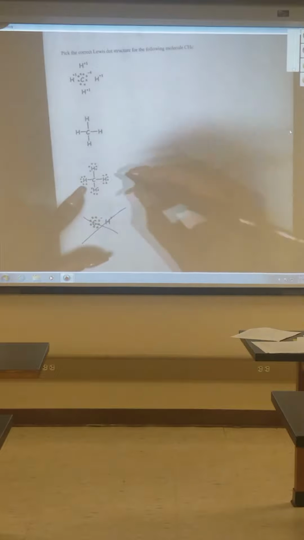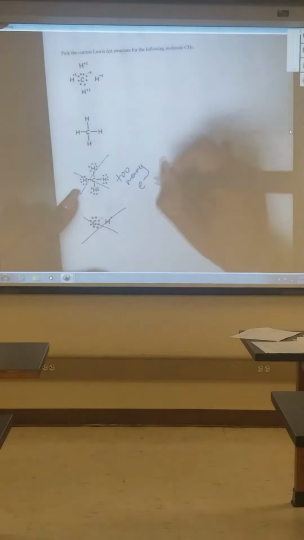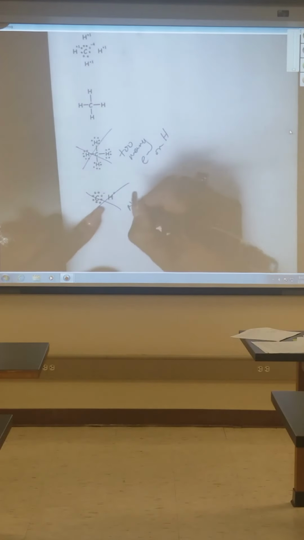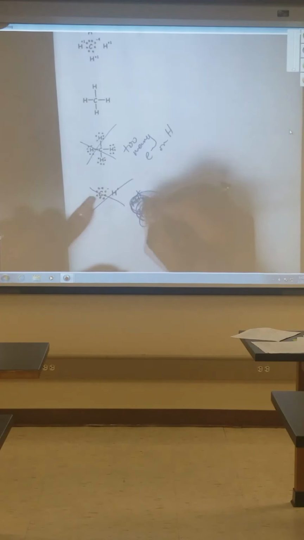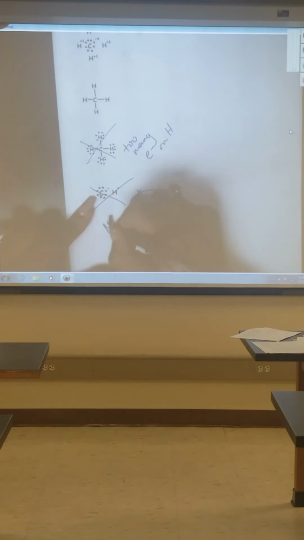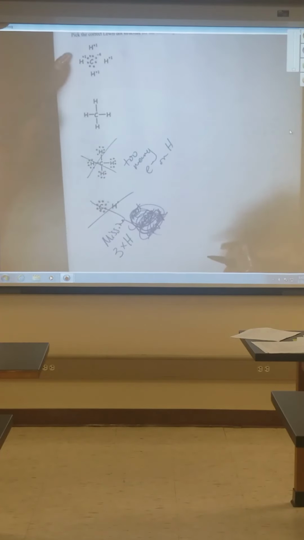So this hydrogen has too many electrons on hydrogen. I can't even spell today. I'm horrible today. Missing 3 times hydrogen, because that's how many we're missing. So now we're down to here and here. Carbon is gonna have to achieve that octet rule, which means that he has to have 8.